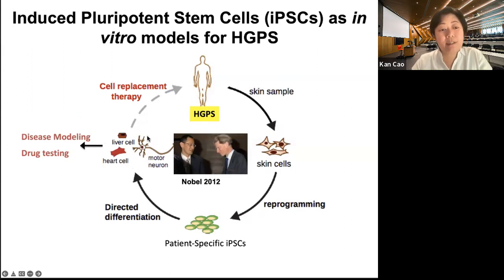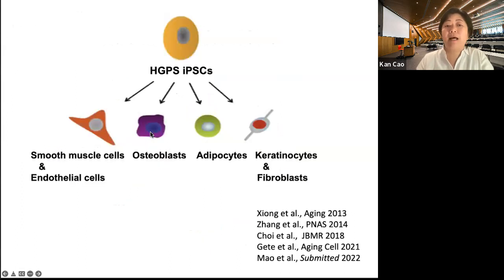With the cell types we would like to study, we will be able to do disease modeling, understand what's going on, and do drug testing. Maybe also in the future, we can do cell replacement therapy. So in the past 10 years, what my lab has been doing is to use the pluripotent stem cells, and we differentiated them into a variety of cell lines I listed here.